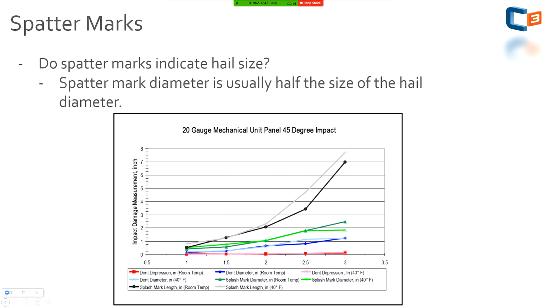And then as far as hail size, do spatter marks indicate hail size? Yes, they do. I don't know if any of you are familiar with someone named Jim Coons. He's a very prominent carrier engineer. And we honestly like Jim Coons in a lot of ways, and in a lot of ways we don't, but he has published a lot of studies that are very beneficial to this trade. This is a study he did showing the correspondence between spatter mark diameter and hail diameter. Basically he concludes that spatter marks are about half the diameter of the actual hailstone when it impacts a vertical panel at a 45-degree impact.